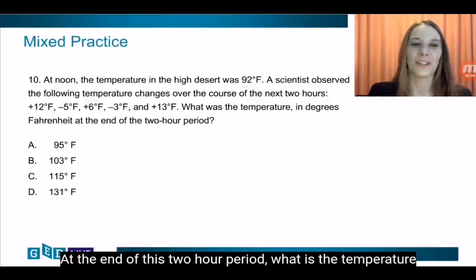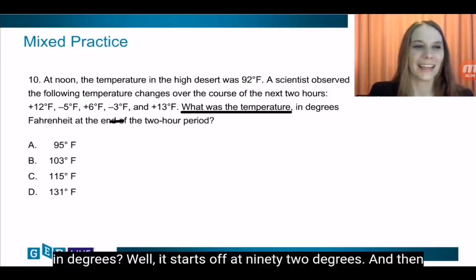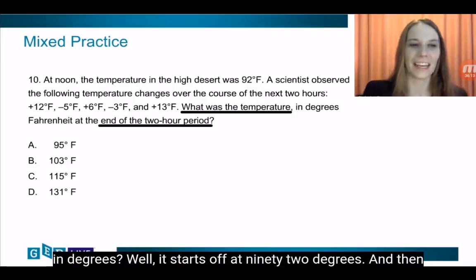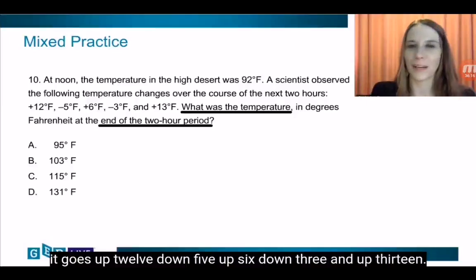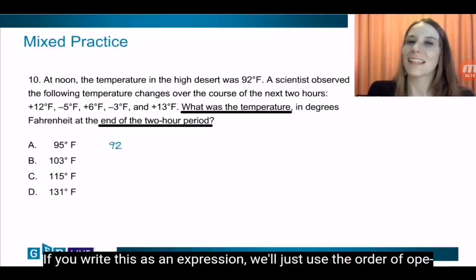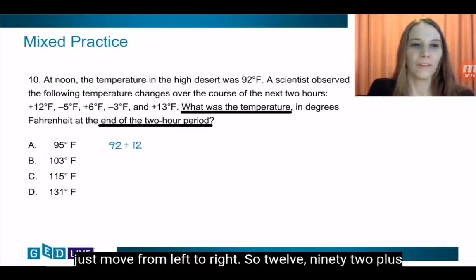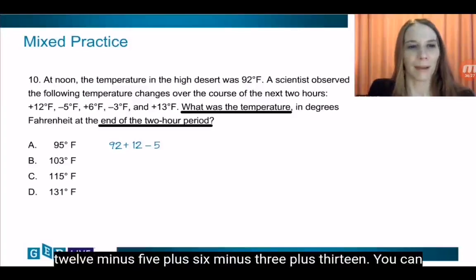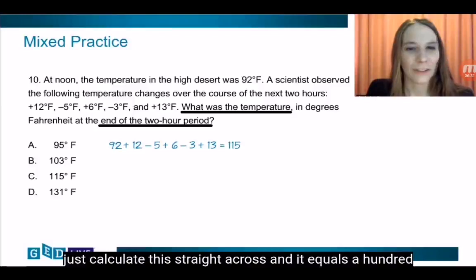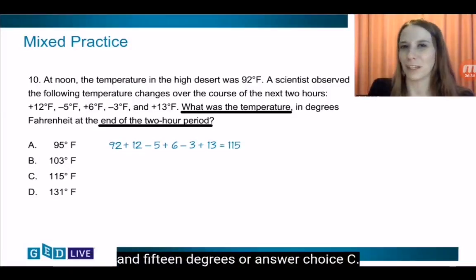At the end of this 2-hour period, what is the temperature in degrees? Well, it starts off at 92 degrees, and then it goes up 12, down 5, up 6, down 3, and up 13. If you write this as an expression, we'll just use the order of operations. And remember, when you're adding and subtracting, you just move from left to right. So 92 plus 12 minus 5 plus 6 minus 3 plus 13, you can just calculate this straight across, and that equals 115 degrees, or answer choice C.